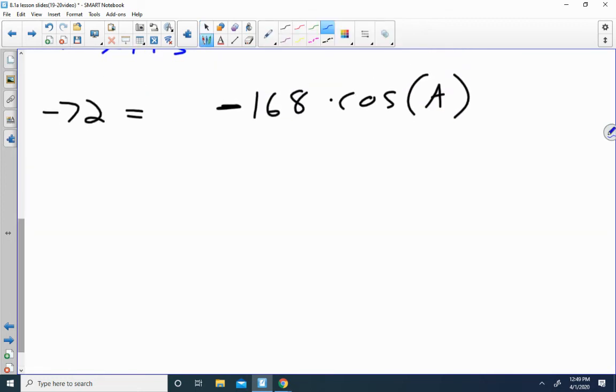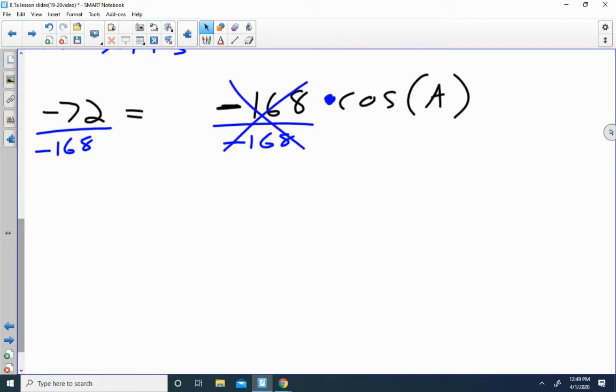And now from here, again, it is very tempting to try and add this to both sides. It is extremely tempting. Please don't do it, because that's not the opposite operation. This number is being multiplied, so the opposite operation is division, by negative 168. You guys can tell that I've seen a lot of kids make this mistake because of how much I'm emphasizing this. I'm just making sure you do not fall into the same trap. So, divide, and let's see what happens.